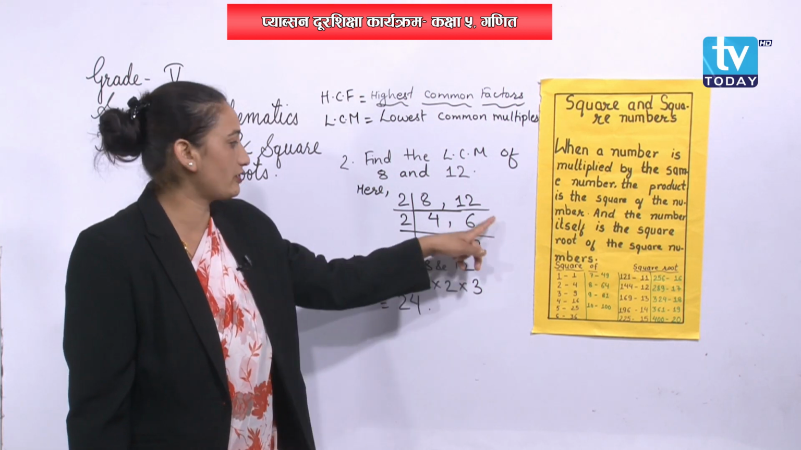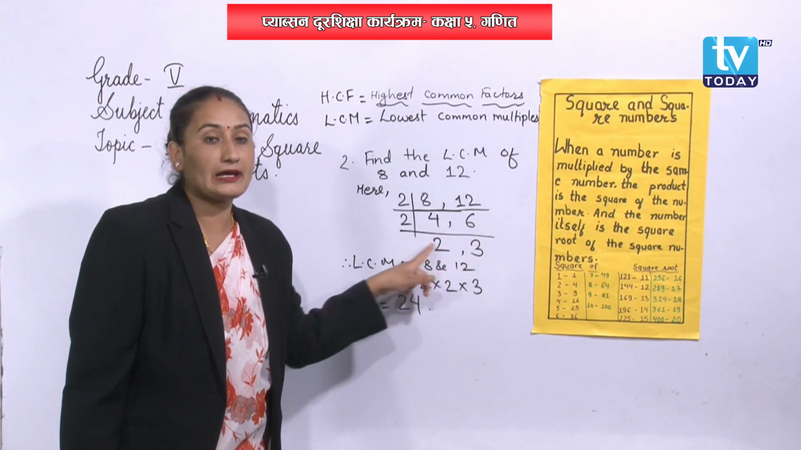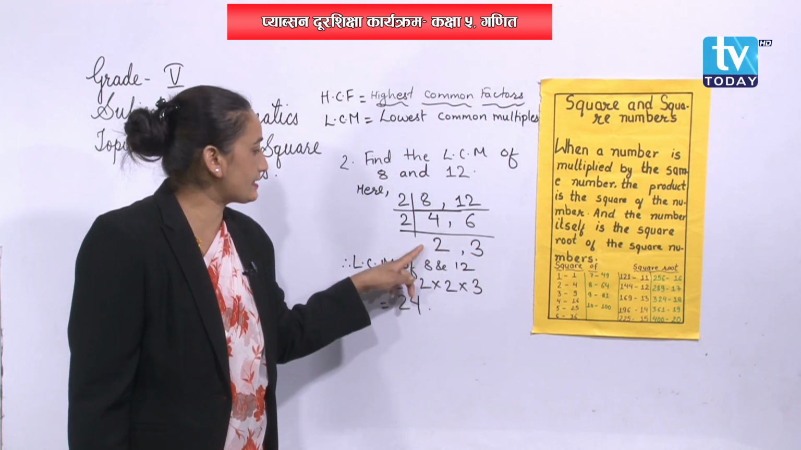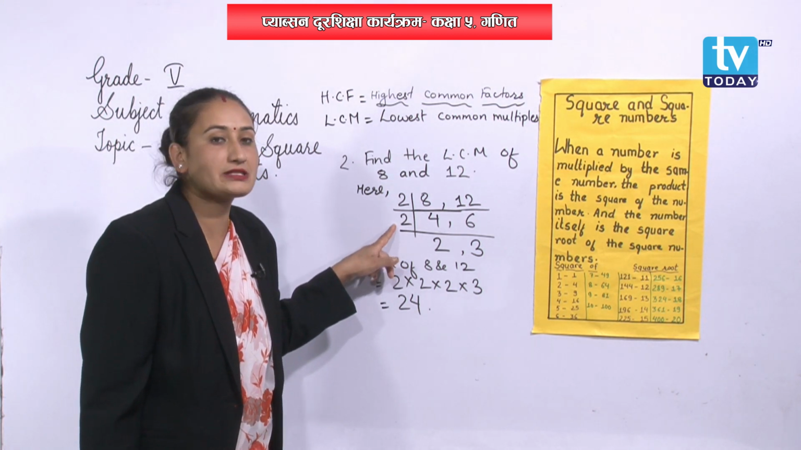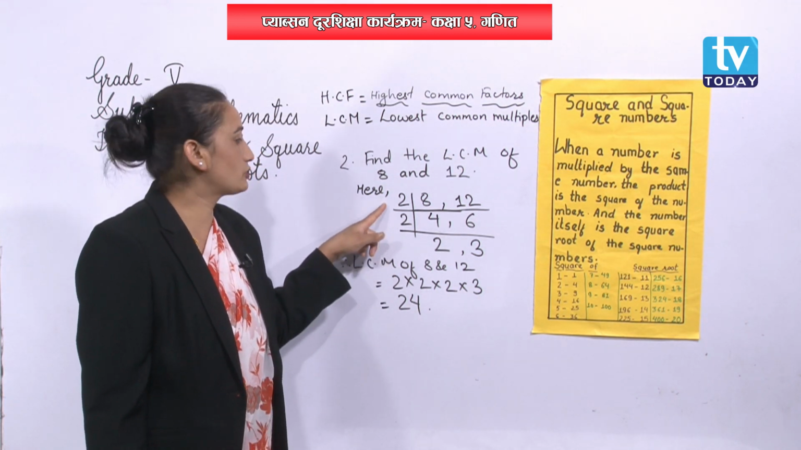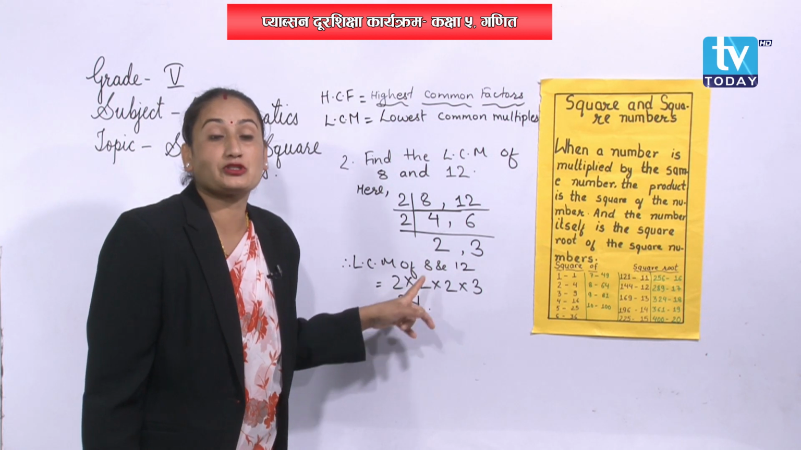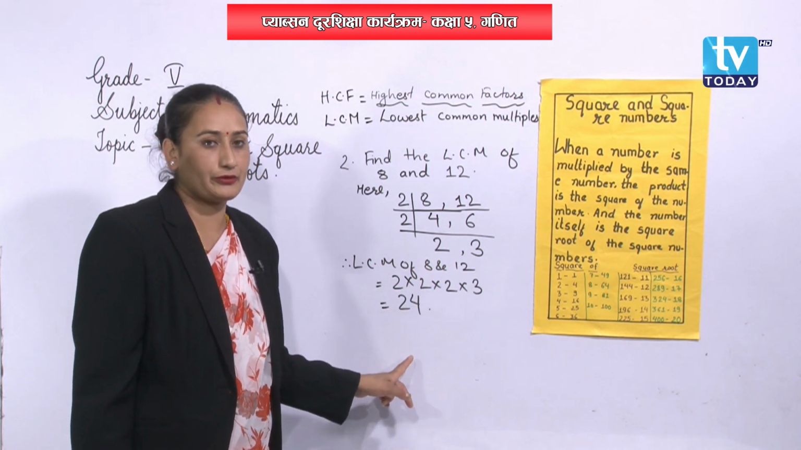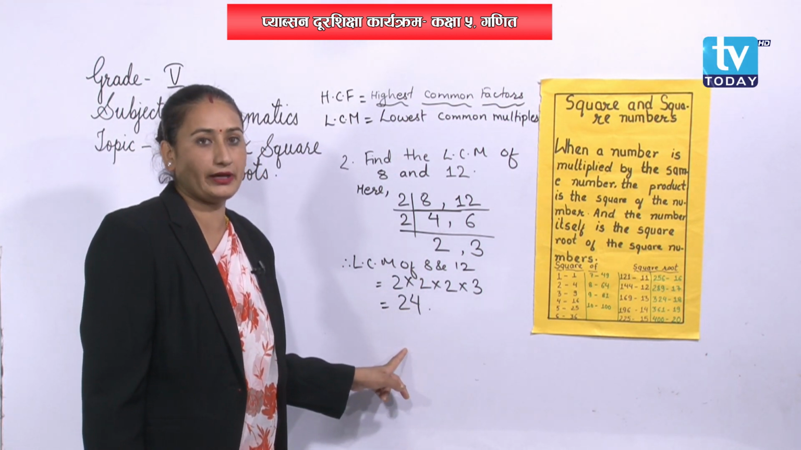Once again, take another number, okay, 12. 3 times 2 is 6, 6 times 2 is 12. And which number is left over now? 2. That means 12 times 2 is 24. Can we write it like this way?